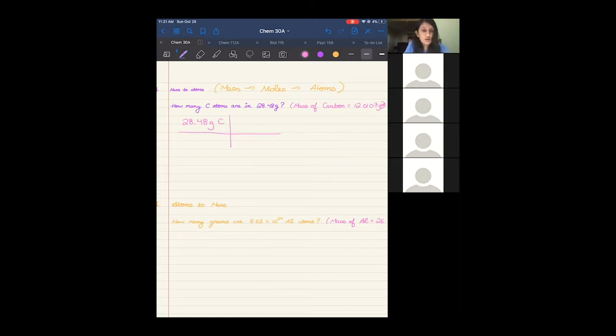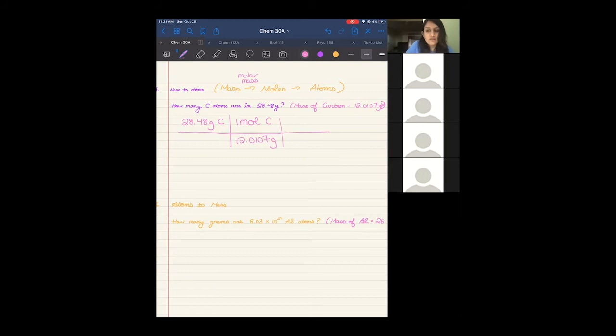Okay, so we start with 28.48 grams of carbon. So kind of like what we did previously, we use the molar mass to get the moles first, right? So here I can add the molar mass. From mass to moles, we use the molar mass. So I added it here already. So 1 mole of carbon equals 12.0107 grams.